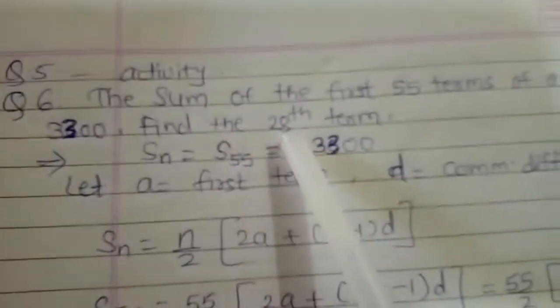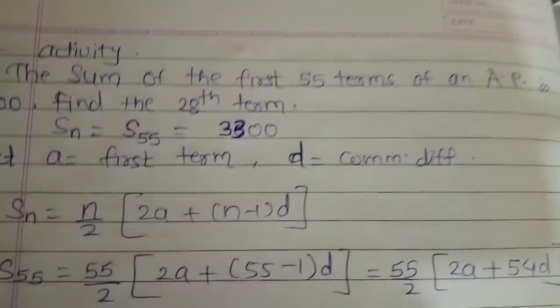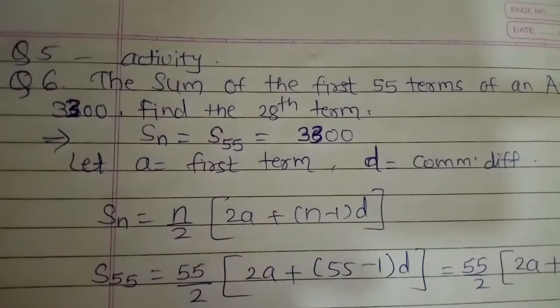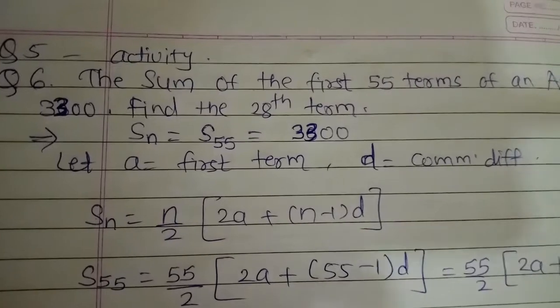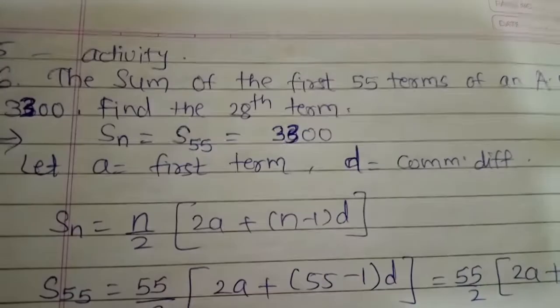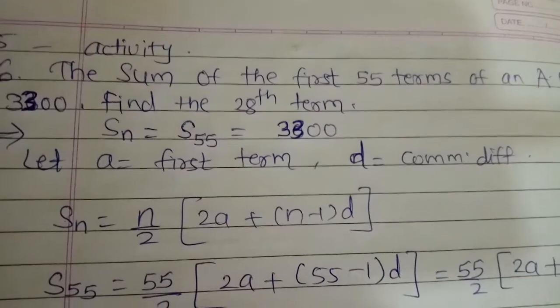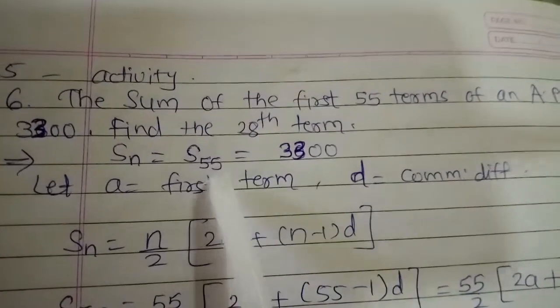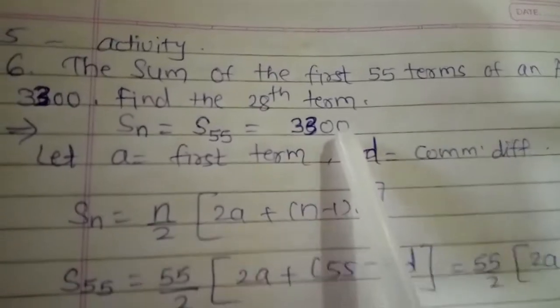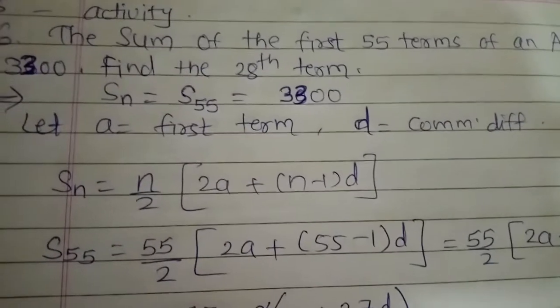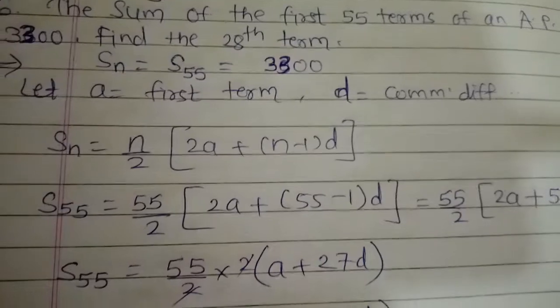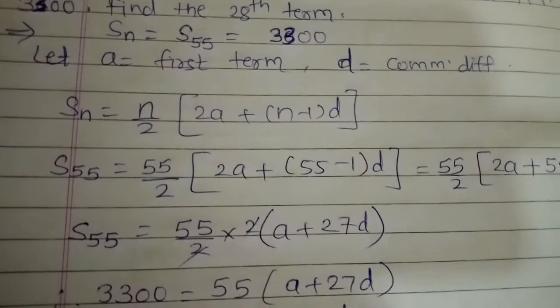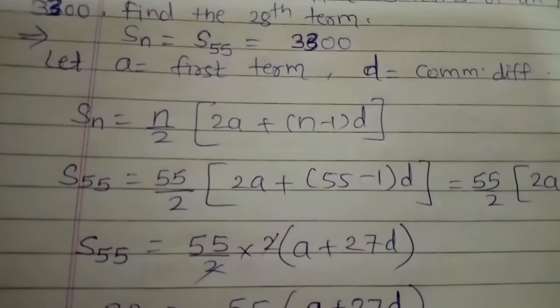Question number 6. The sum of first 55 terms of an AP is 3300. Then find the 28th term. Now see, you are already given the sum of 55 terms. So here I write that the sum of 55 terms is 3300. Now you know that a is the first term and d is the common difference. So we are using the formula Sn is equal to n by 2 in bracket 2a plus n minus 1 into d.